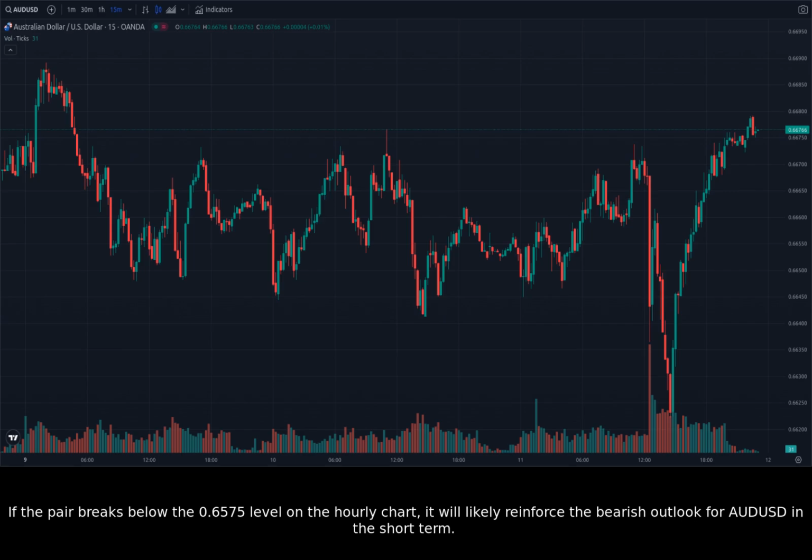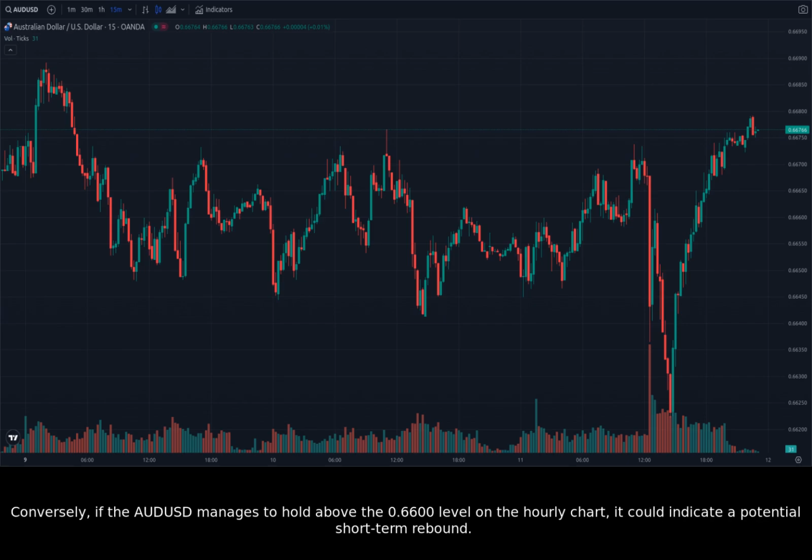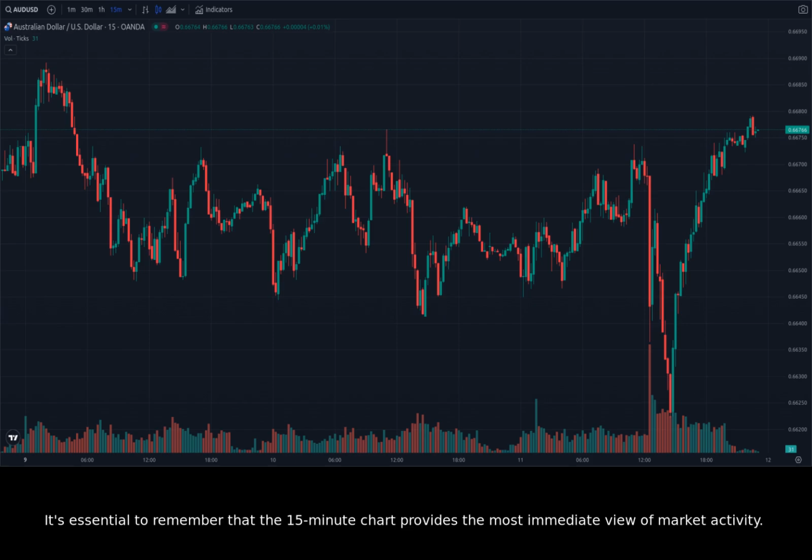If the pair breaks below the 0.6575 level on the hourly chart, it will likely reinforce the bearish outlook for AUDUSD in the short term. Conversely, if the AUDUSD manages to hold above the 0.6600 level on the hourly chart, it could indicate a potential short-term rebound. It's essential to remember that the 15-minute chart provides the most immediate view of market activity. It's important to use all three timeframes to get a comprehensive understanding of the AUDUSD trend.